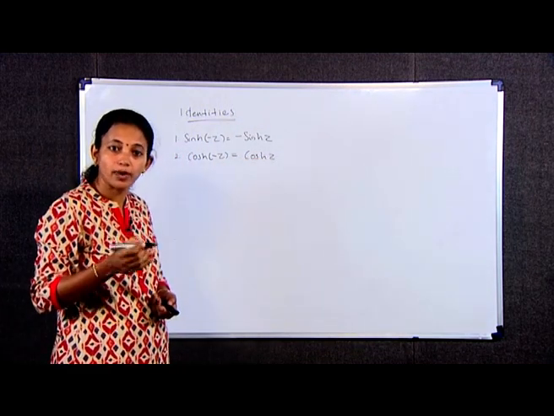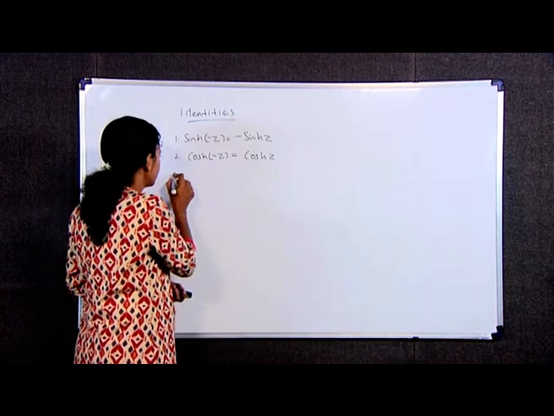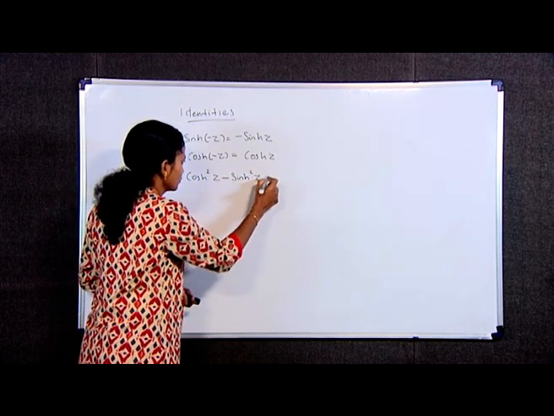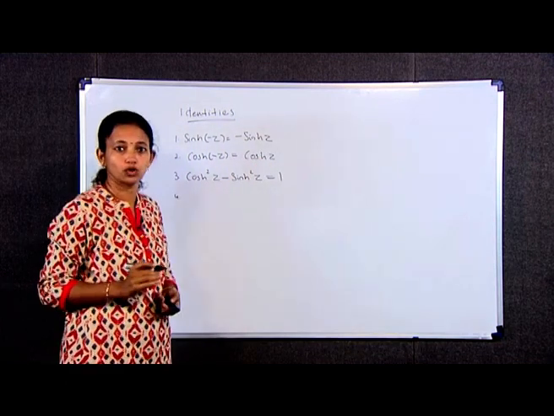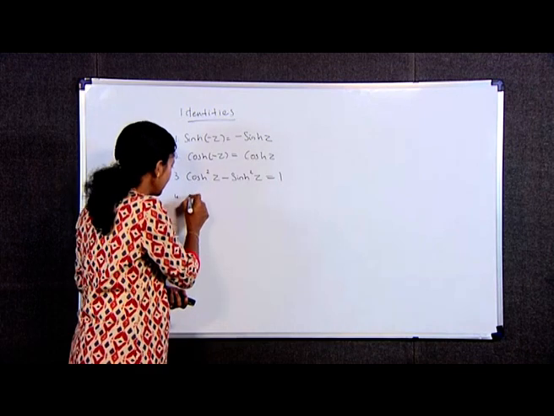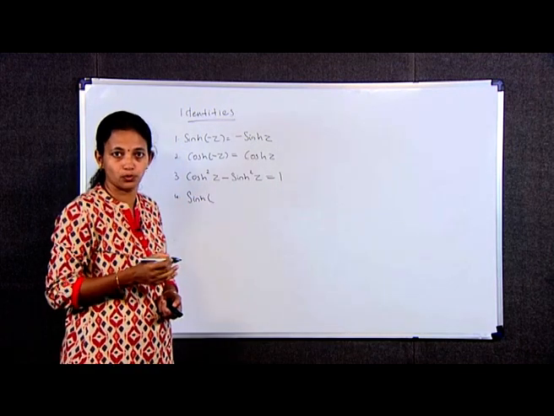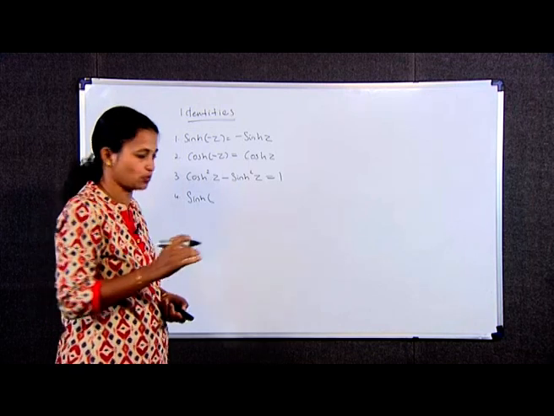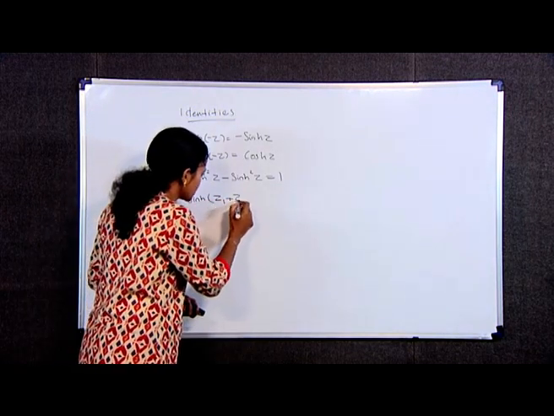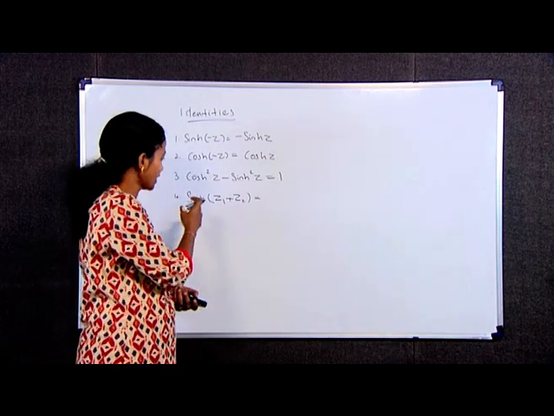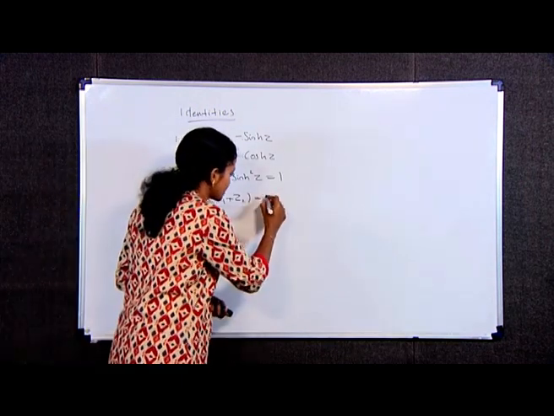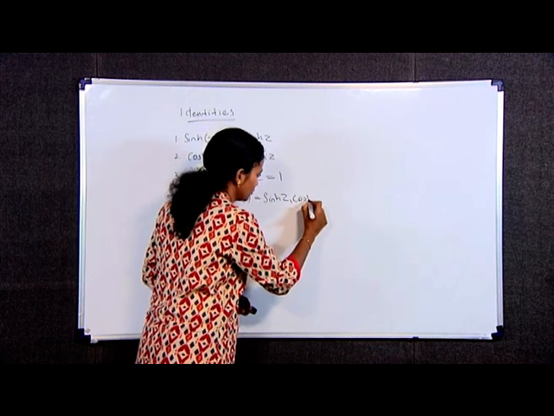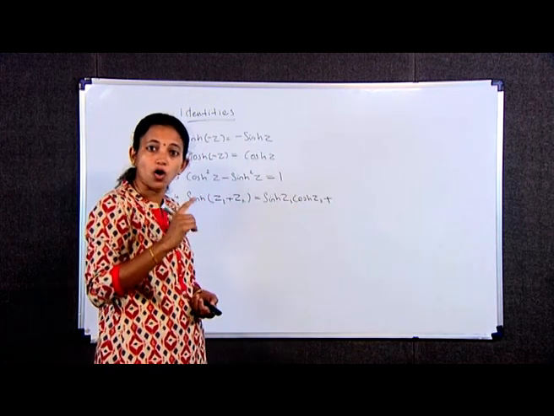Third one, cosh square z minus sinh square z is equal to 1. Fourth one, sinh of (z1 plus z2), which is equal to sinh z1 cosh z2 plus cosh z1 sinh z2. That is just like the sin(a plus b) type.